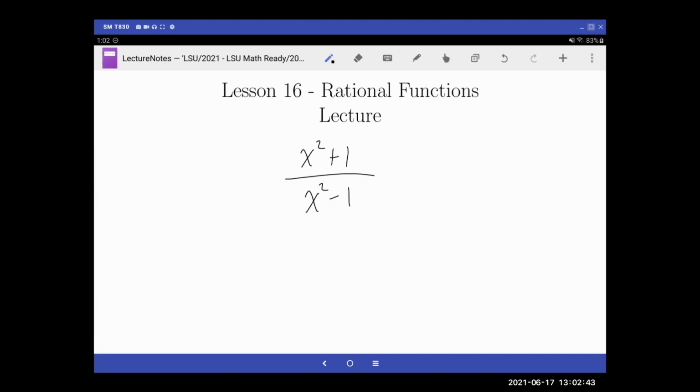Now we're going to talk about the functions themselves, and we're going to take one rational function and really just tear it apart. By that, I mean we're going to look at it from every angle we pretty much can.